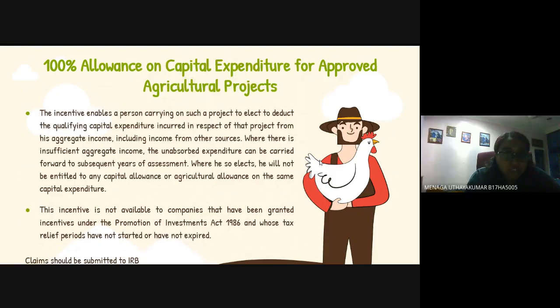So the next incentive will enable a person to carry such projects and elect to deduct the qualifying capital expenditure. It's already explained before in the presentation. This incentive is not available to companies that have been granted incentive under the Promotion of Investment Act and whose tax relief period have not started or have not expired before this.